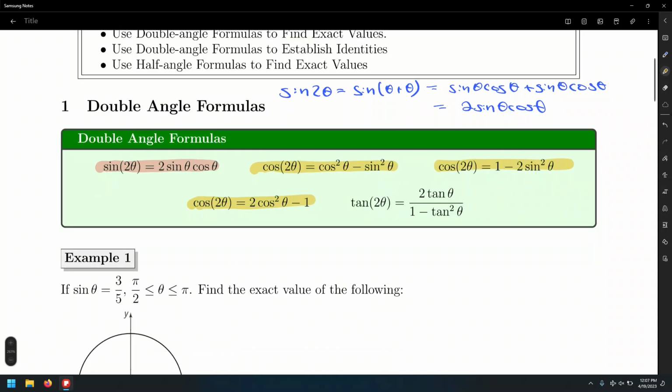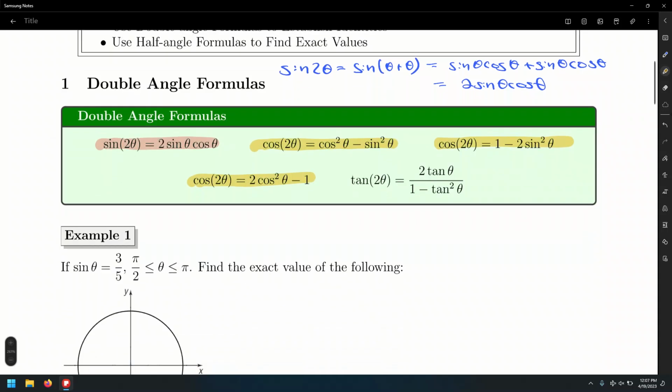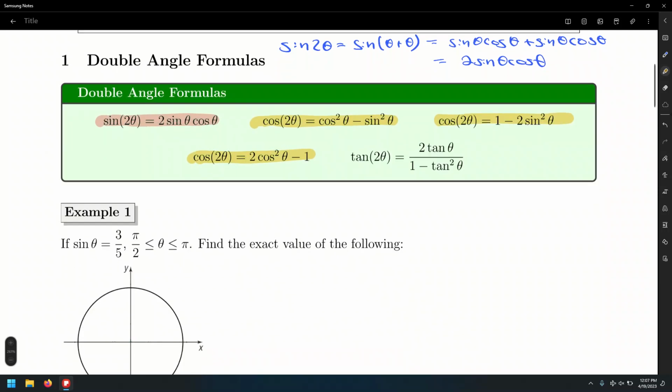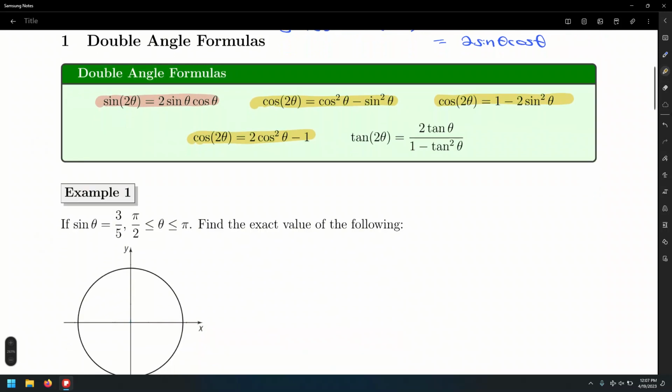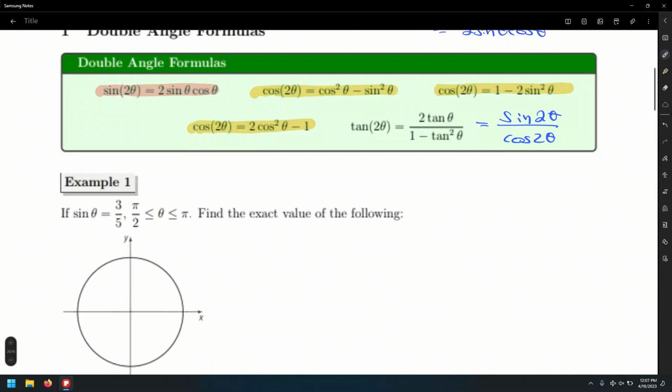And even though we have a formula for tangent 2 theta, of course that can be derived using the formula we did last time to evaluate a tangent. But for practical purposes, you can also do simply sine 2 theta divided by cosine 2 theta. Either way should work the same. You should get the same result either way. How about we see these formulas in action with an example?